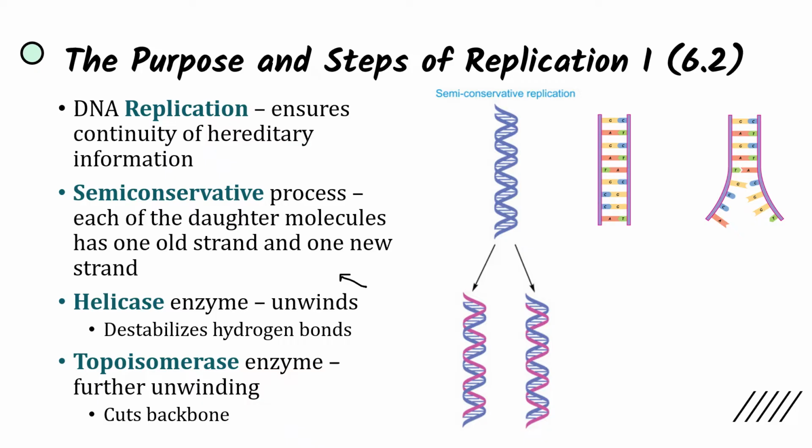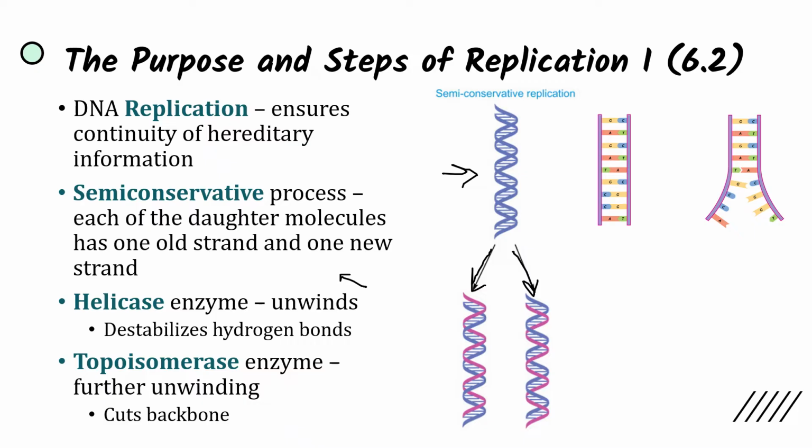So what we see here is our original double helix of DNA that consists of 2 strands, and when these are pulled apart, the 2 new DNA molecules that have been created, one of them is going to have one of the strands from the original 2 strands, and the other one is going to have the other strand from the original 2 strands. So each of the daughter molecules has one of the original DNA strands and one new strand. And we'll talk about how the new strand occurs in a second.